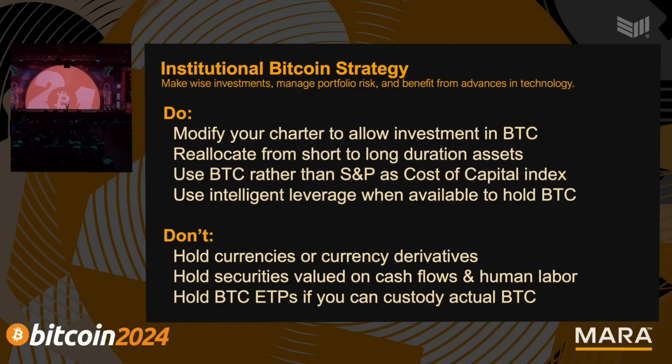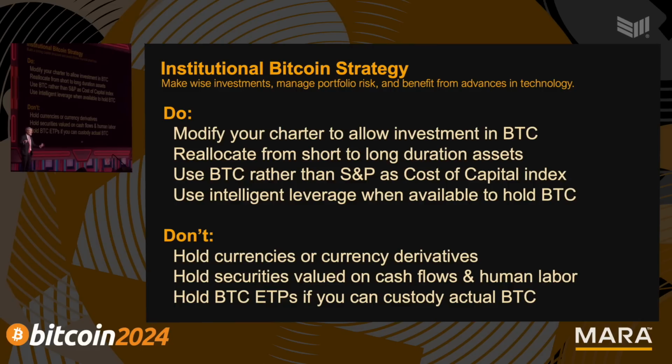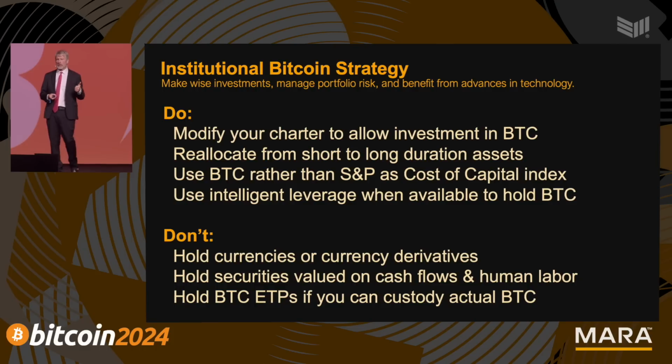You wouldn't invest in ice cream cones. Don't invest in the peso, but why are you holding 20-year financial instruments? Don't own 50-year physical land instruments. Buy a 1,000-year instrument. Use BTC. BTC is the cost of capital, not the S&P. The S&P is 13%. BTC is 55%. Right? Think of 55%. That's your cost of capital. And then use intelligent leverage.